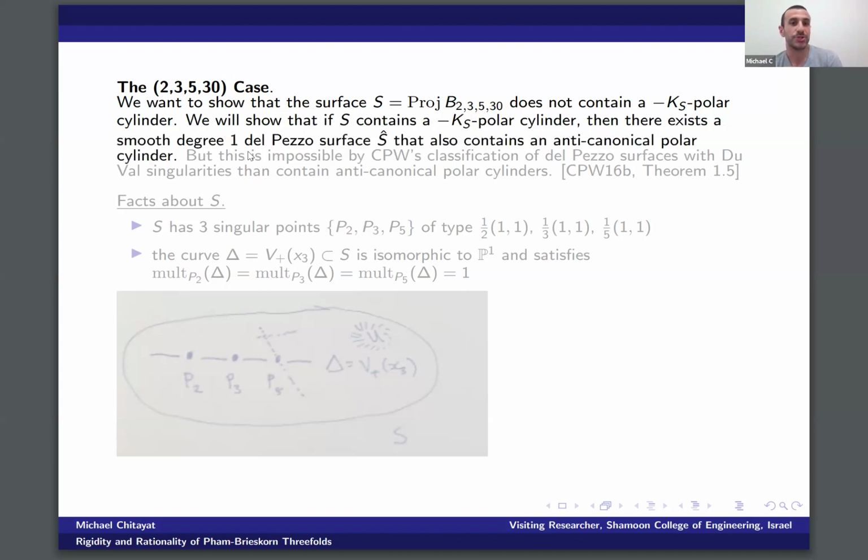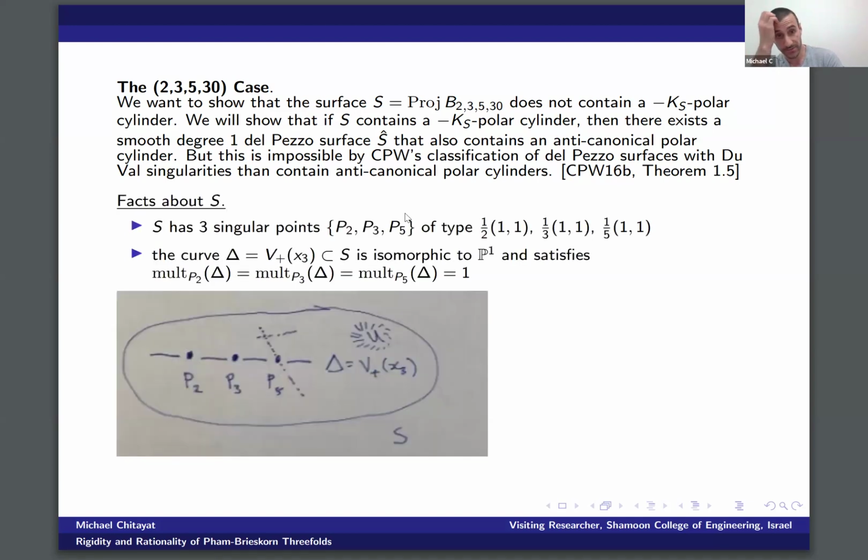The way we do that is we show that if it does contain an anti-canonical polar cylinder, then there exists a smooth degree 1 del Pezzo surface S hat that also contains an anti-canonical polar cylinder. And since we know that this is impossible by Cheltsov, Park, and Won's classification, we conclude that our assumption that S contains an anti-canonical polar cylinder could not have been correct. So that's the strategy of the proof.